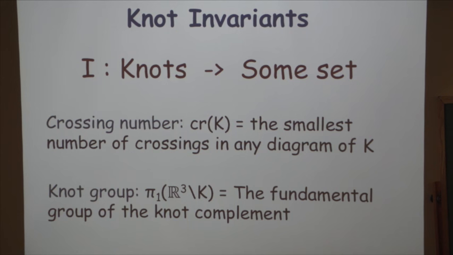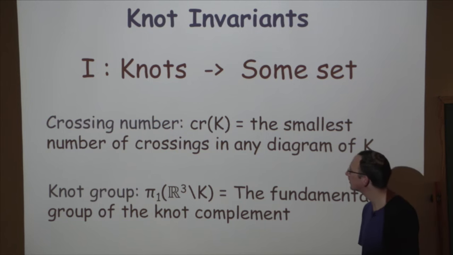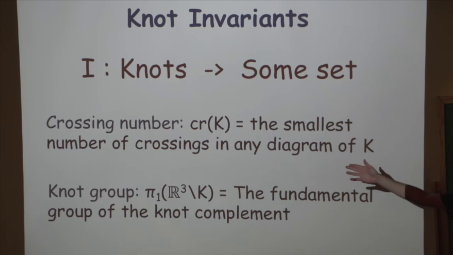Let's first talk about some simple knot invariants. There is one invariant that is very simple to define, which is the crossing number, the smallest number of crossings you need to represent a knot by a diagram. But it's very hard to compute. I mean, you can compute it, but you have to quantify over all possible knot diagrams. So that's one sort of knot invariant that people consider.